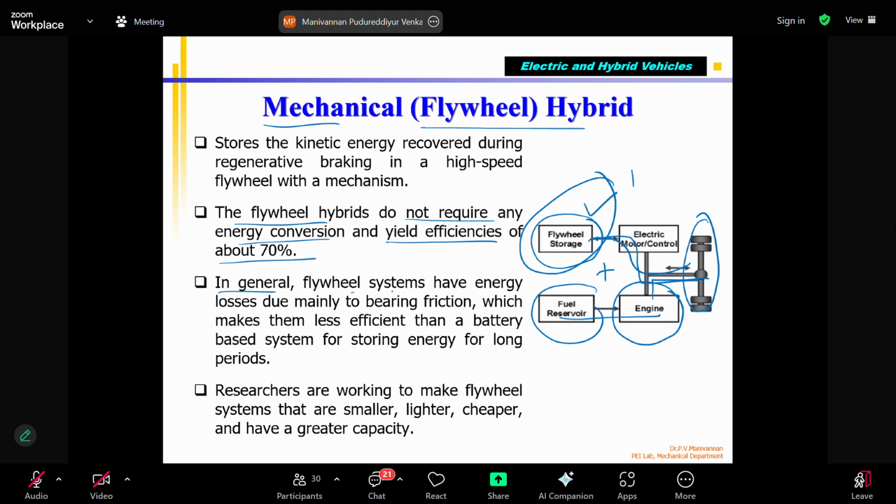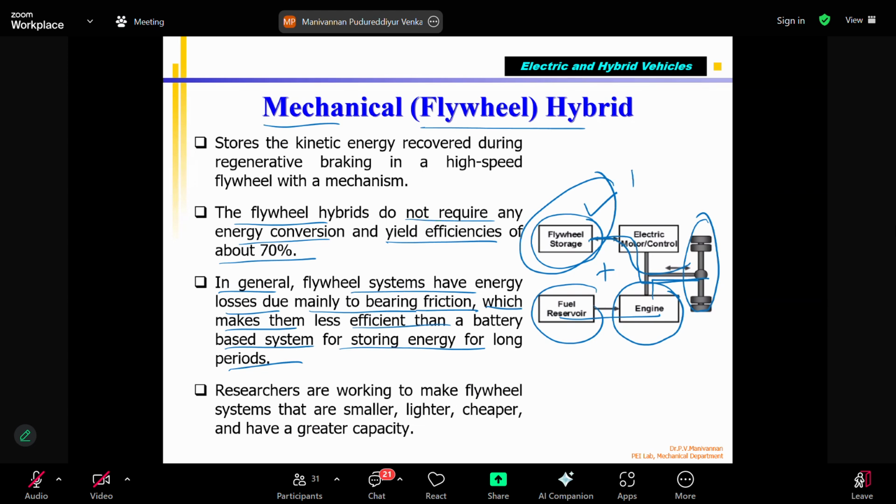In general, flywheel systems have energy losses because, of course, the flywheel has to rotate, so it should be supported by bearings. Bearing friction makes them less efficient than a battery. So storing energy for a long time is not possible in a flywheel. A battery I can charge today, stop my vehicle, and go away. But in the case of a flywheel, if the motion stops, the energy is immediately lost.